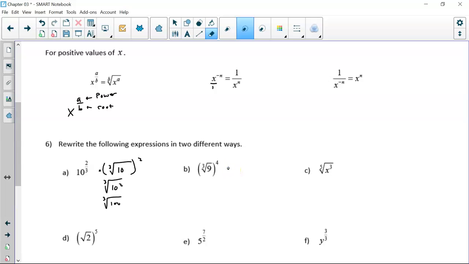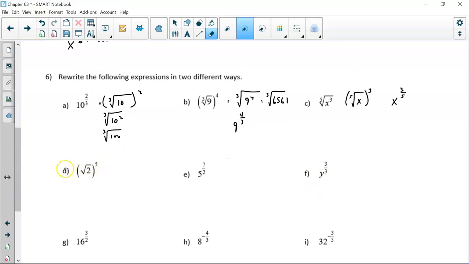Now for part B, we can write this as the cube root of 9 to the 4th, which is the same as the cube root of 6,561. We can also write it with rational exponents. 9, 4 is the power, and the root is 3, so 9 to the 4 thirds. For part C, we can write it as the 5th root of x, all being raised to the 3rd power, or with rational exponents, x, 3 goes on top, and because we're taking the 5th root, the 5 goes on the bottom.